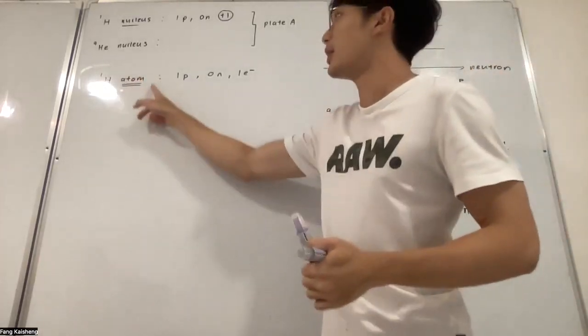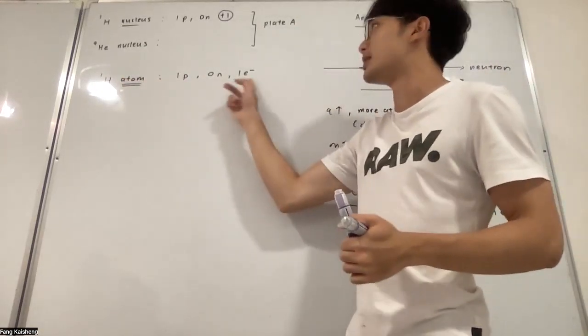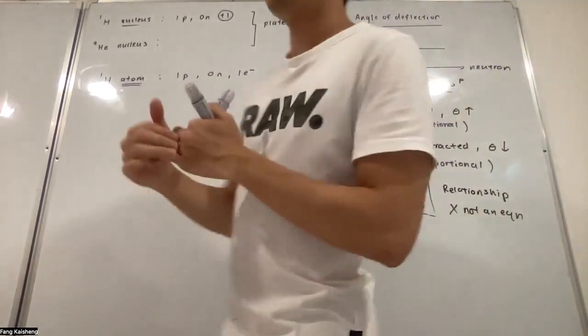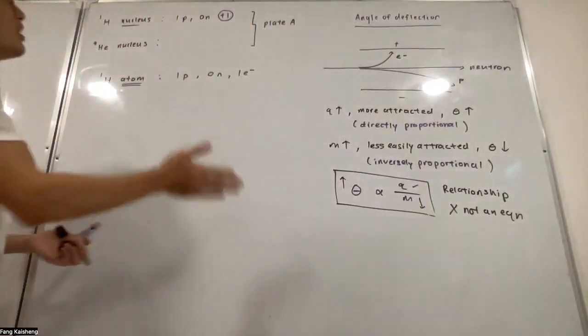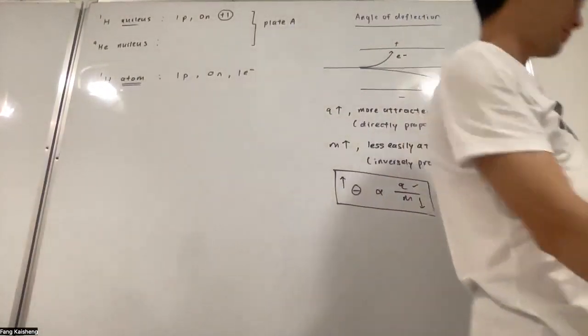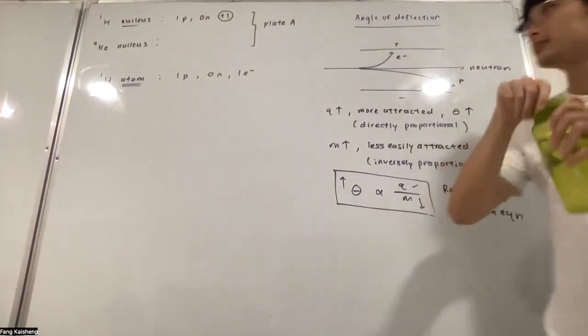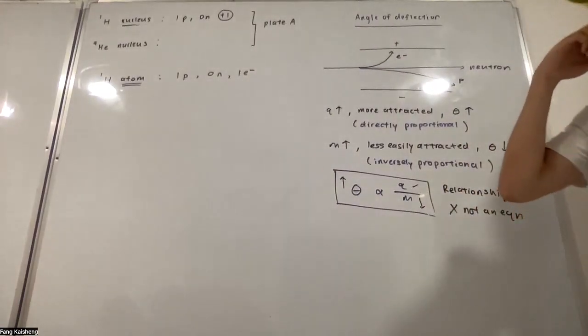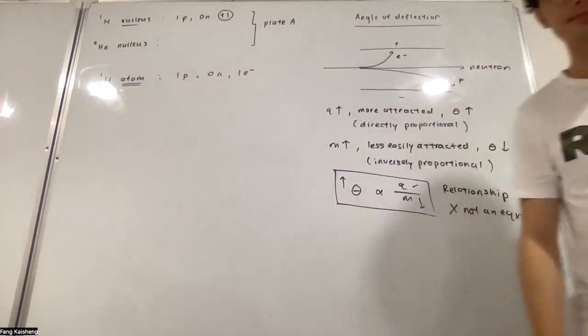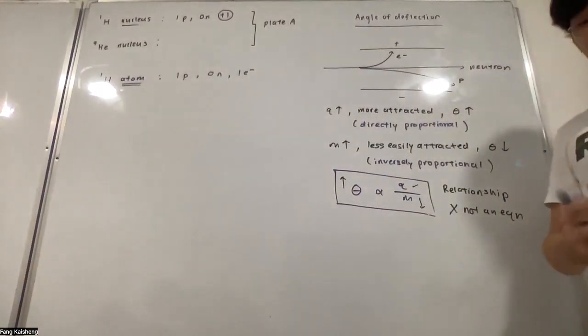So I suggest you write down the atom also, and then include at the side that this one has electrons and that one doesn't. So if I want to do the same thing for helium, put in +2.